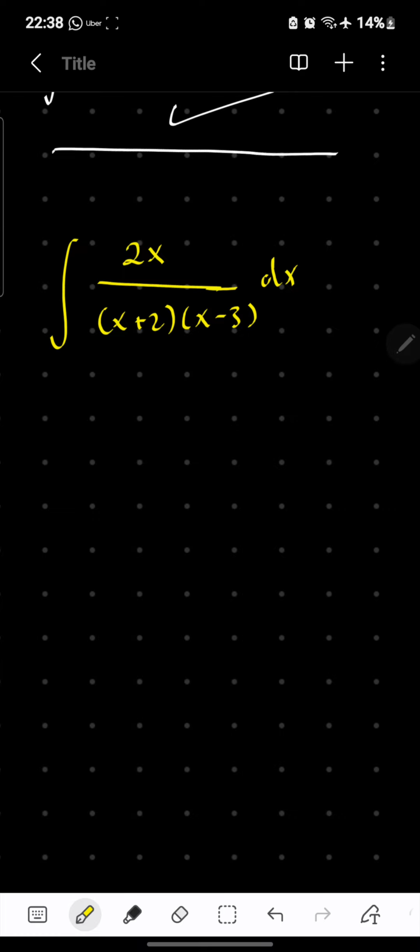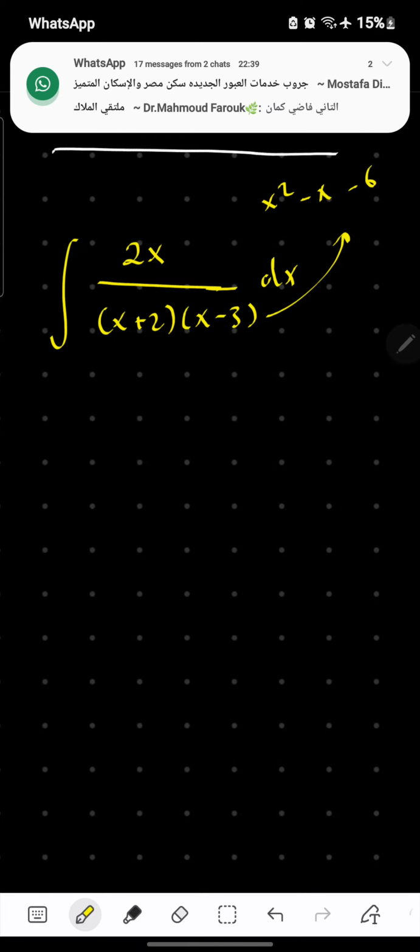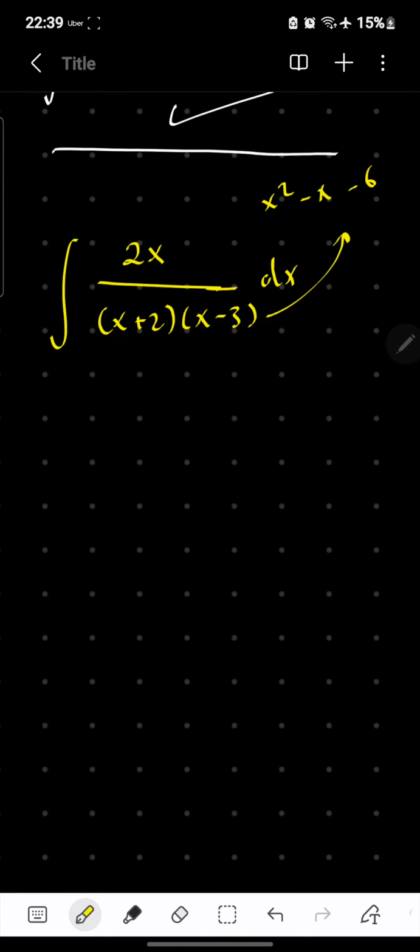Does it match the two conditions of partial fraction decomposition? Yes, because the degree of the numerator is less than the degree of the denominator. We have power 2. Second, the denominator can be factorized. Originally, it's x squared minus x minus 6, so we factorized this one to this. So it's in simplest form. When we found two factors, this is the first case of partial fraction decomposition.